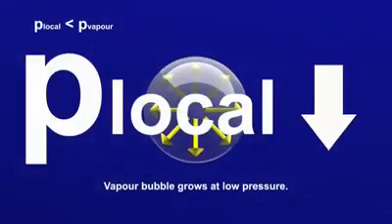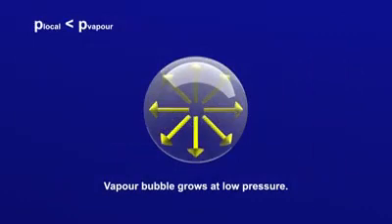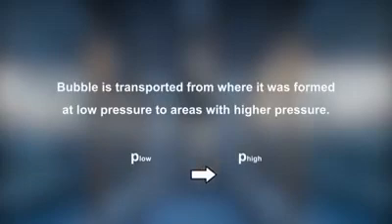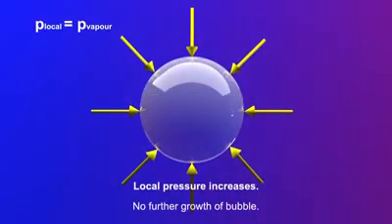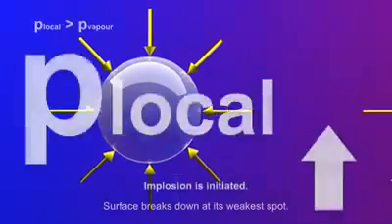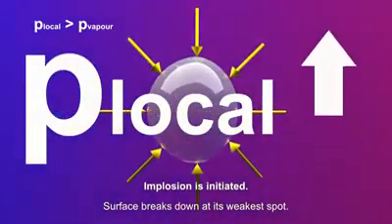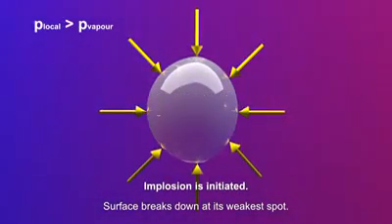If the local pressure decreases below the vapor pressure, water evaporates. A cavitation bubble is forming, is growing larger, and is transported with the flow to a region with a higher pressure. The bubble stops growing. If the local pressure exceeds the vapor pressure, vapor condenses, starting from the bubble's wall. Its surface starts to break down at its weakest spot.